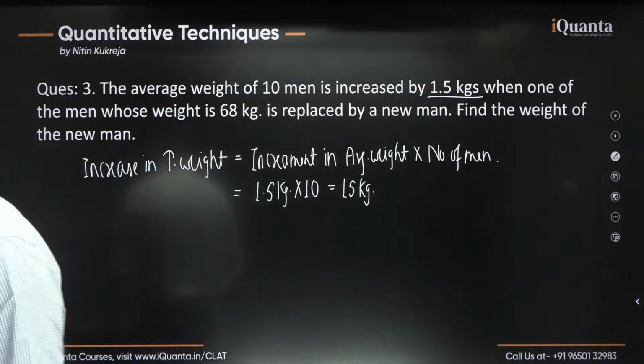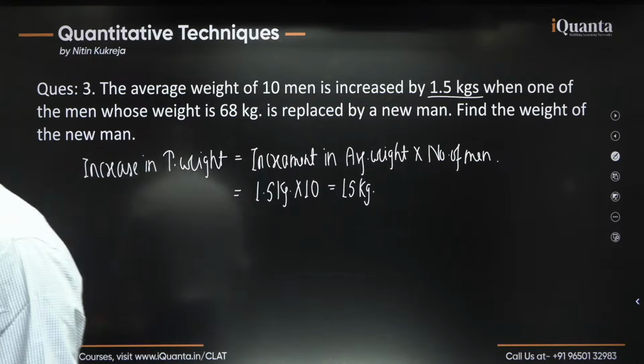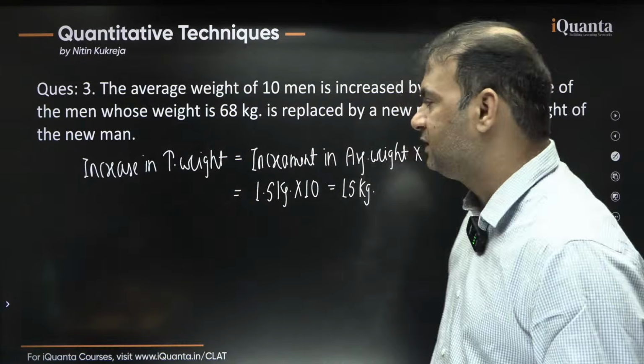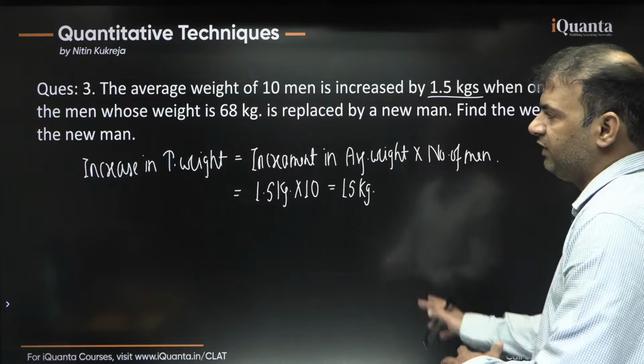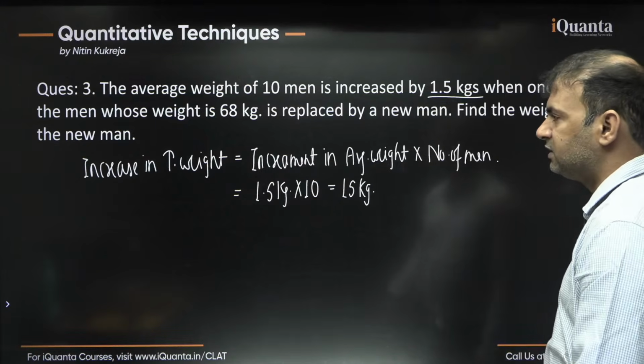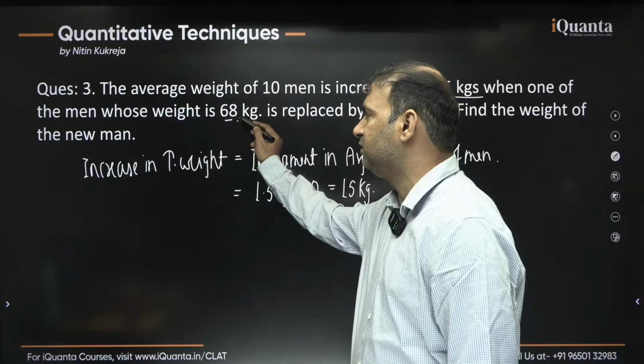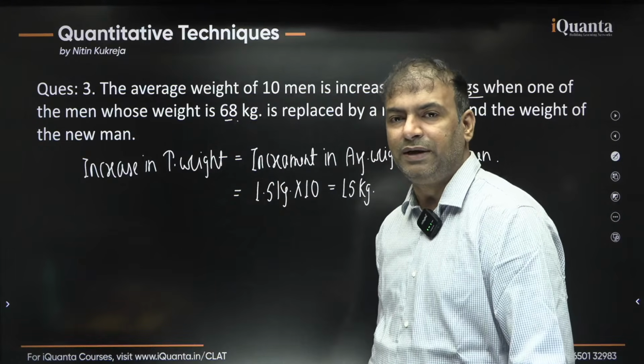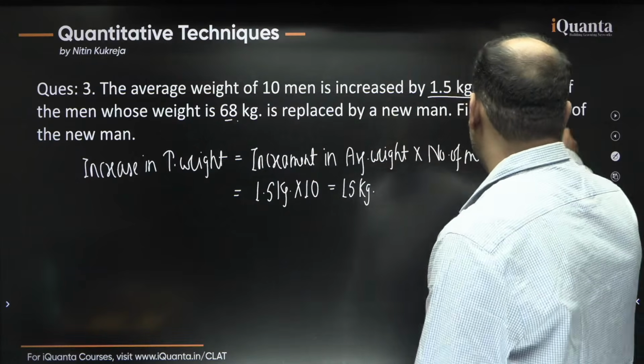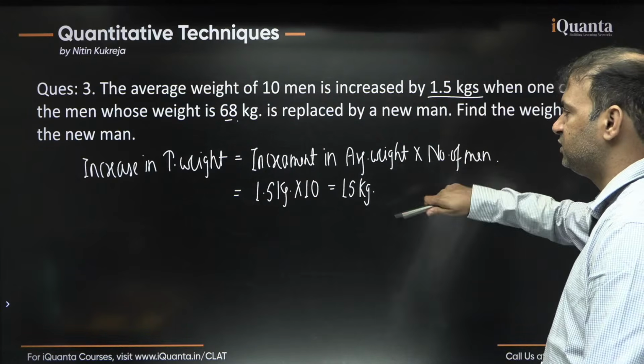And why is the weight increasing? Because of the obvious reason that one man is replacing another, right? So total weight is increasing, that means the new man who has come up, that person's weight must be greater than the man whom he has replaced, right? We are given that one of the men whose weight is 68 kg is being replaced, right?